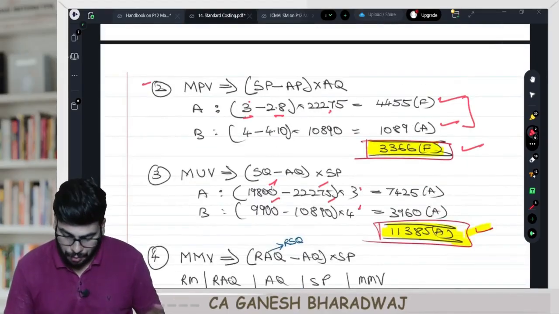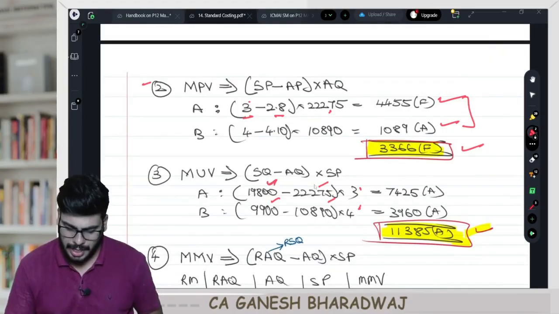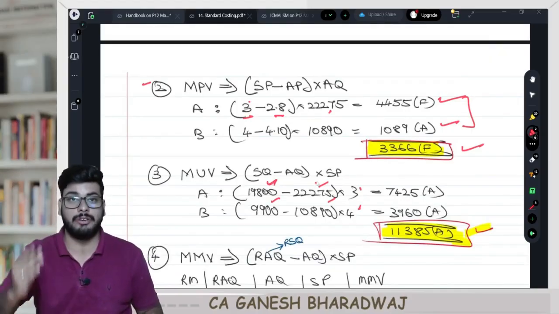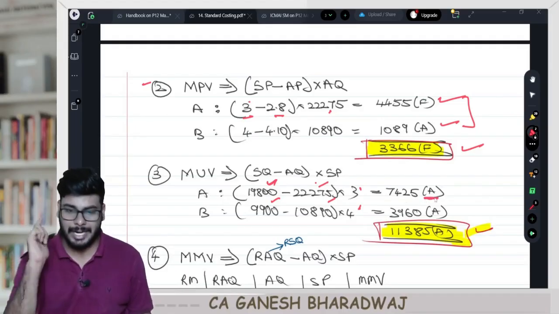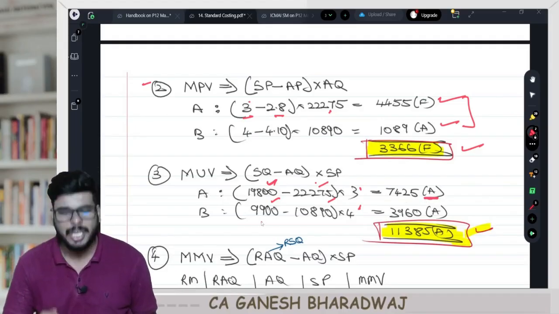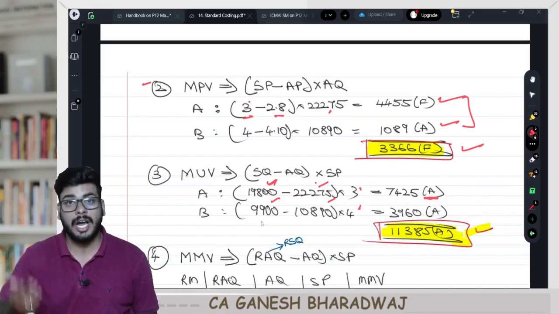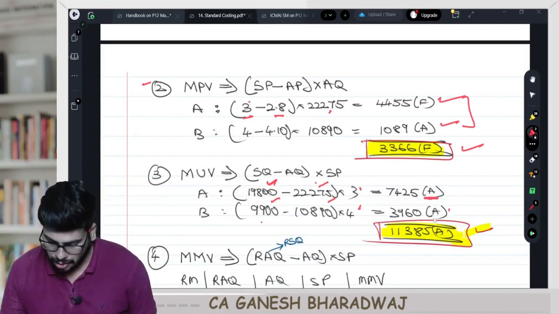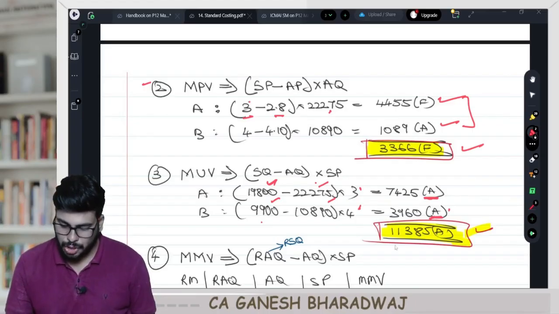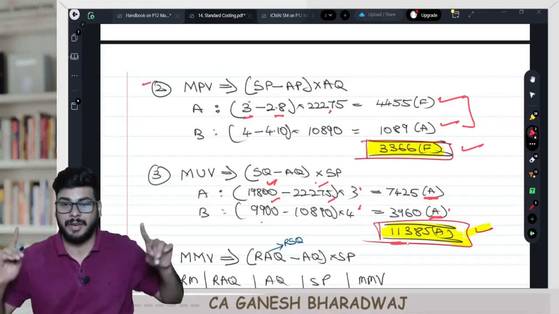So now, guys, for raw material A, he should have consumed 19,800. He's consumed 22,275. Clearly, it's an adverse variance. You multiply, you get the figure and put it as an adverse variance. Similarly, for raw material B, he could have consumed 9,900. Again, you've consumed 10,890. More you've consumed into 4. So here also it's an adverse variance. Add the two, you get what? 11,385 adverse. Clear with this, guys?